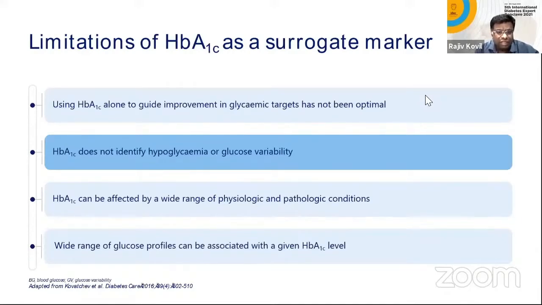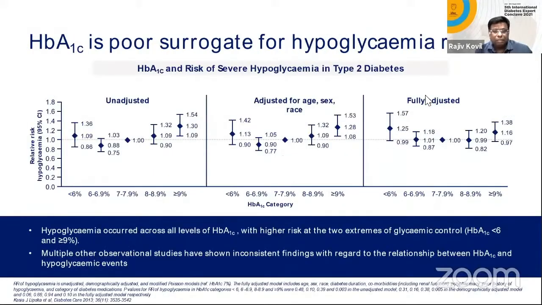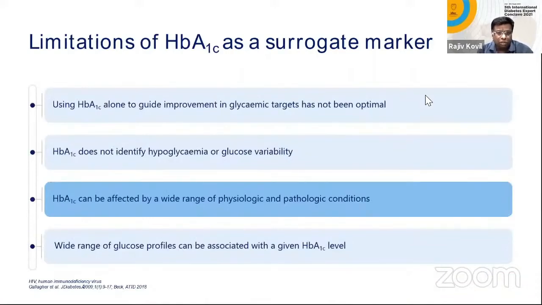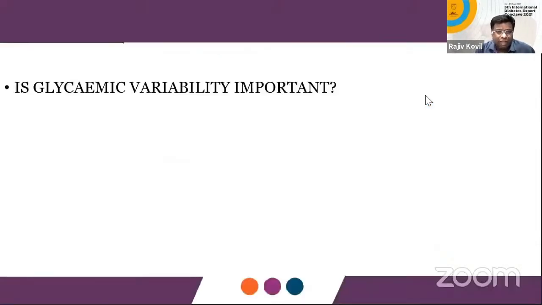Again, HbA1c does not identify hypoglycemia. We know that we could have 2 patients with different variability having similar HbA1c. It is a poor surrogate marker for hypoglycemia. We surely know this also. Again, a lot of conditions can affect HbA1c, and as you can see, the most common being thalassemia, hemolysis, cirrhosis, hypothyroidism, vitamin C, blood loss or blood transfusion, and hemodialysis, most common in practice, which can affect HbA1c.